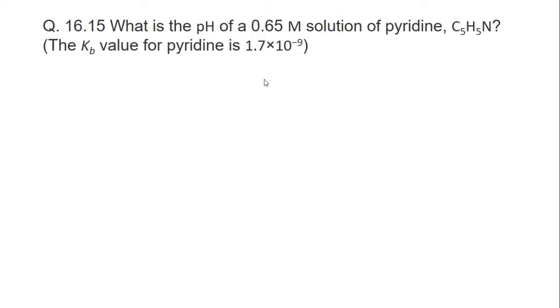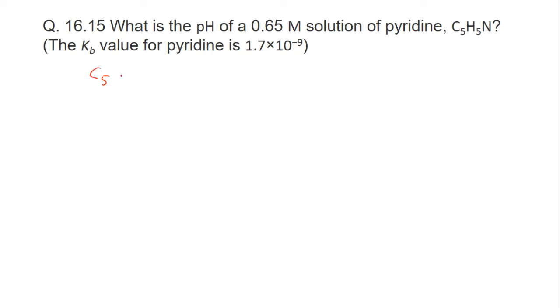Question 16.15: what is the pH of a 0.65 molar solution of pyridine, given that the Kb for pyridine is 1.7 times 10 to the minus 9? So there are multiple ways we could answer this question. We could do several different rounds of calculations to get to the answer, so I'm just going to present one of those ways. Where I would start is, we're given the Kb of pyridine.